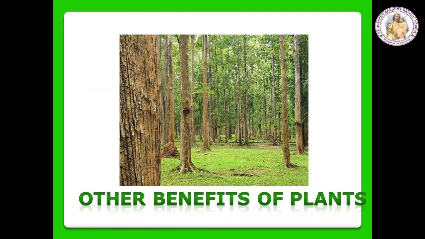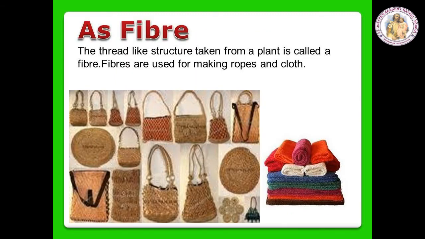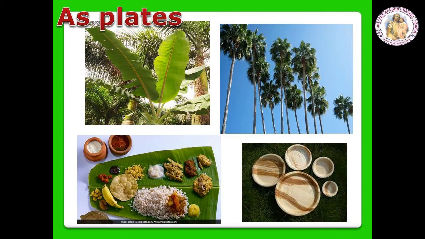We use different parts of the plants in many other ways. Now we can see the other benefits of the plants. As fiber. The thread-like structure taken from a plant is called a fiber. Fibers are used for making ropes and cloths. We use the ropes and cloths in many ways. Plant leaves are used as plates for eating. For example, the plantain leaf. We can use the plantain leaf as a plate for eating, and also the areca plate which is got from the leaf of the plant.